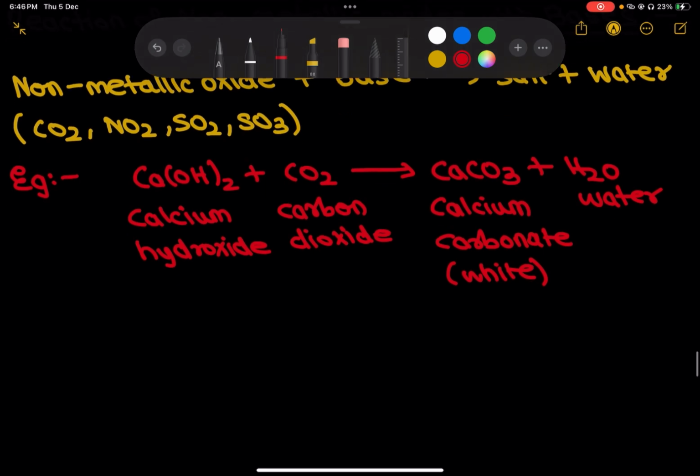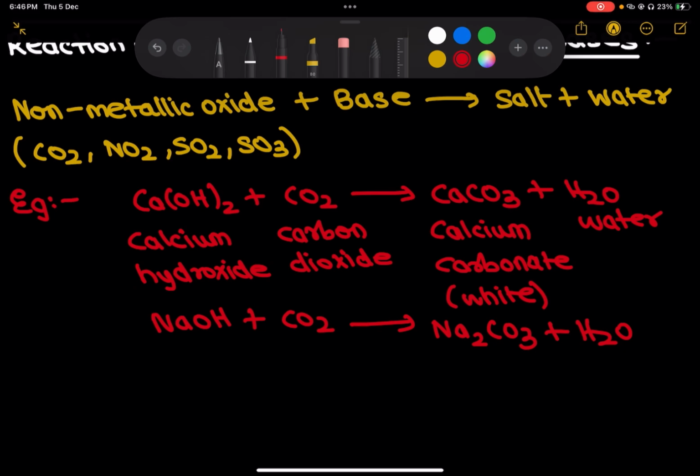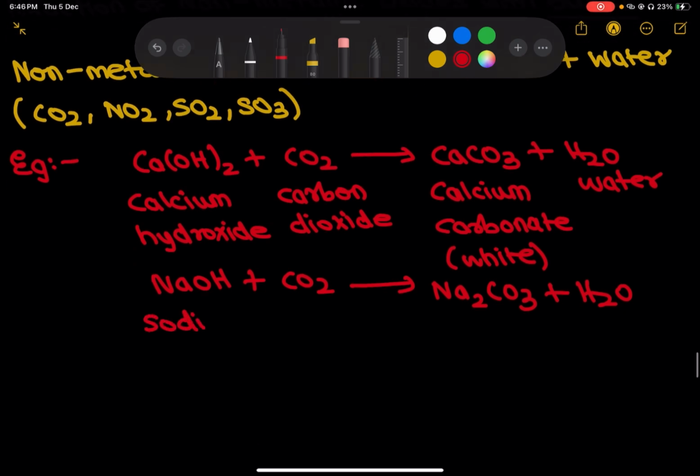Another example, we'll take NaOH as our base. NaOH is sodium hydroxide. So sodium hydroxide and CO2, right? So the same non-metallic oxide. This gives us Na2CO3 plus H2O. Okay, Na2CO3 plus H2O. NaOH is sodium hydroxide.